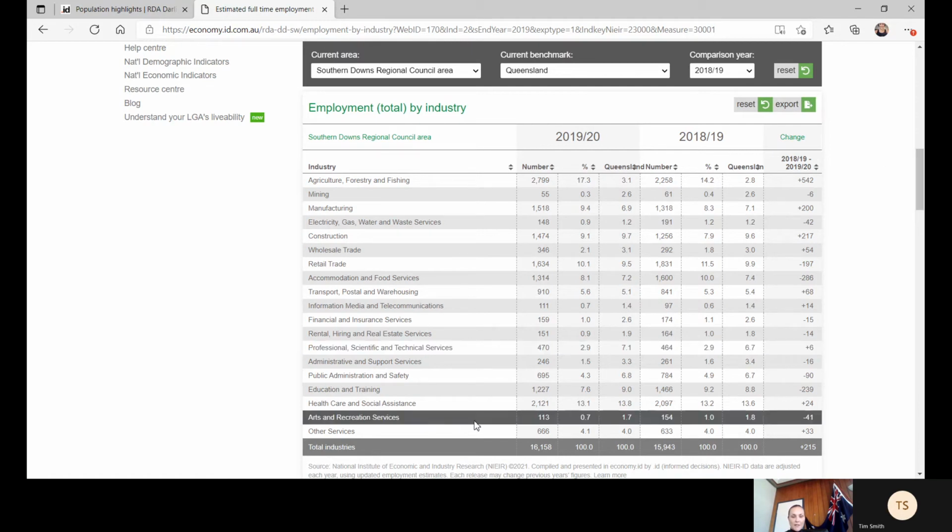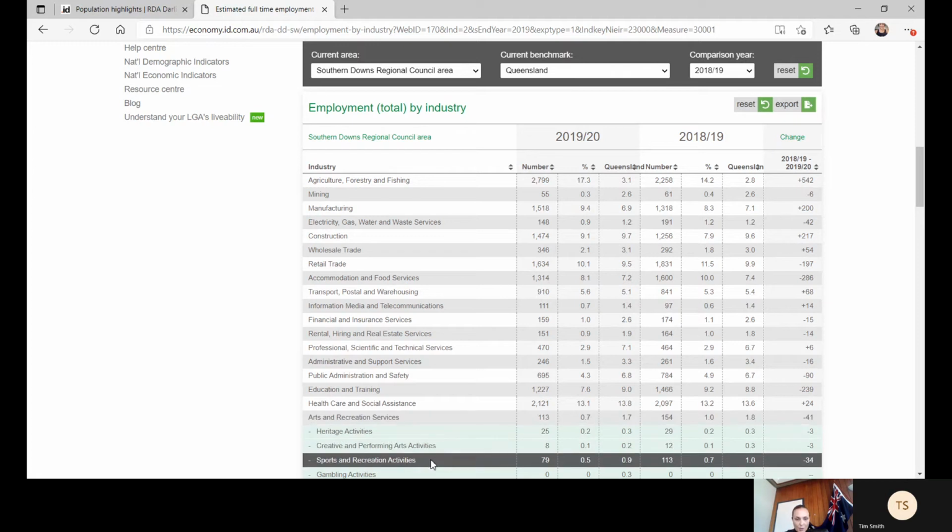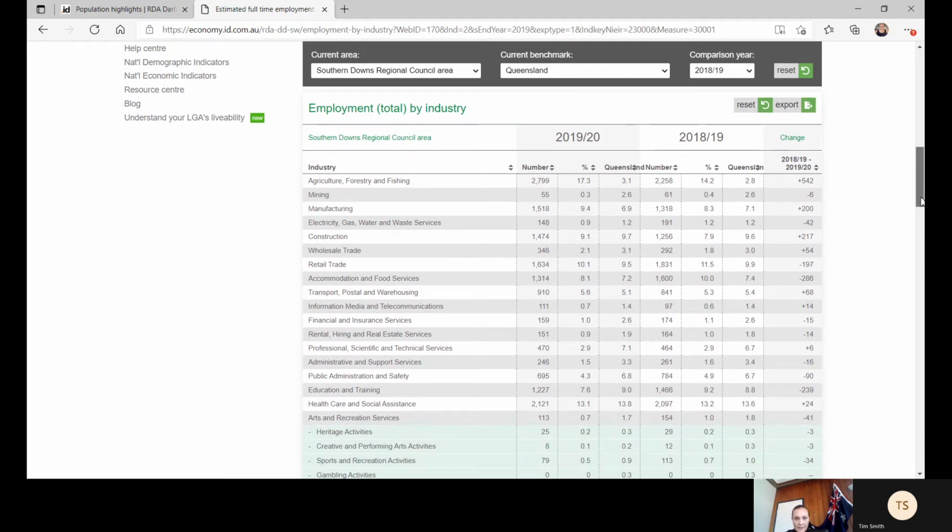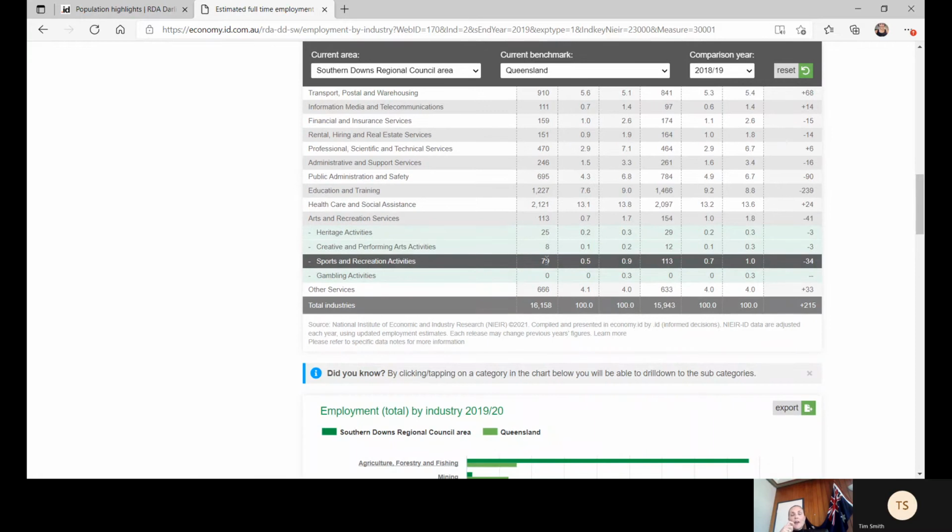So you've got arts and rec services, which includes sports and recreation activities. Okay, so it's giving you that economic side of it, essentially. So it's talking about jobs and GRP and things like that.